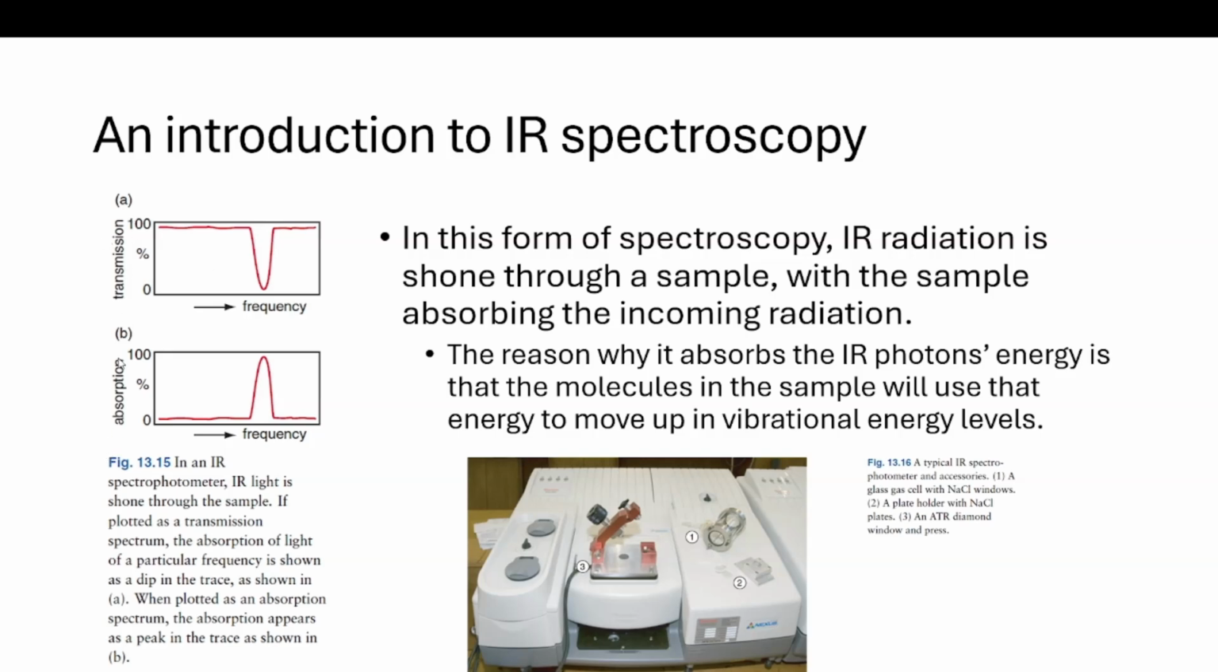This means that transmission and absorption graphs are going to change whenever a molecule absorbs these photons. If transmission is lower than normal, that means the molecule is absorbing those photons and going up in those energy levels. We can also see a traditional IR spectrophotometer, I guess that's what you call it. In addition, we have salt windows, and places where we can hold these specific salt plates.